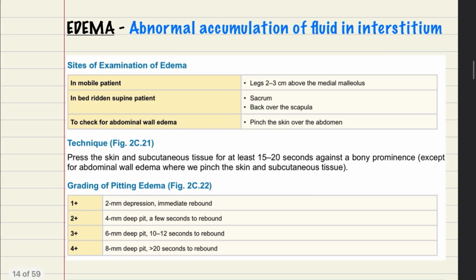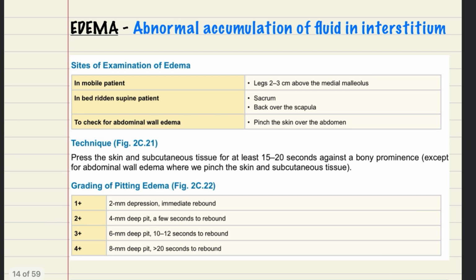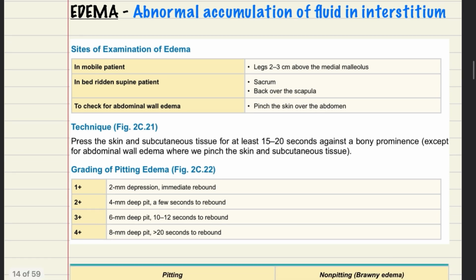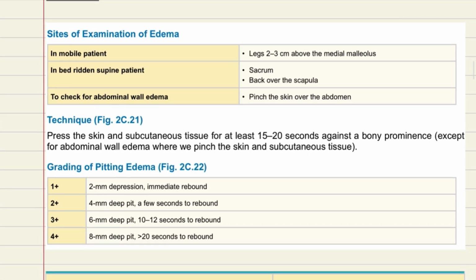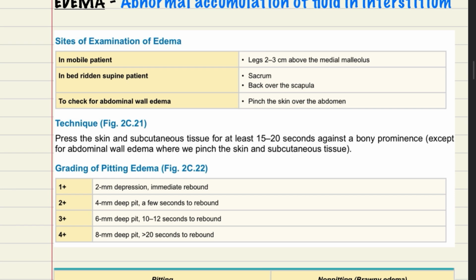Now we will be discussing about the edema. So edema, what is edema? Edema is the abnormal accumulation of fluid in the interstitium, and when we talk about the edema, there should be a very clear concept about the site of examination of edema, because in patients we generally remember only about the medial malleolus, or we say that the dependent parts. But what are the dependent parts we need to know?